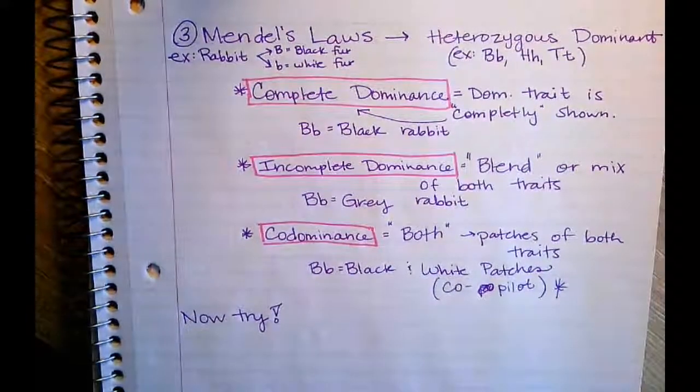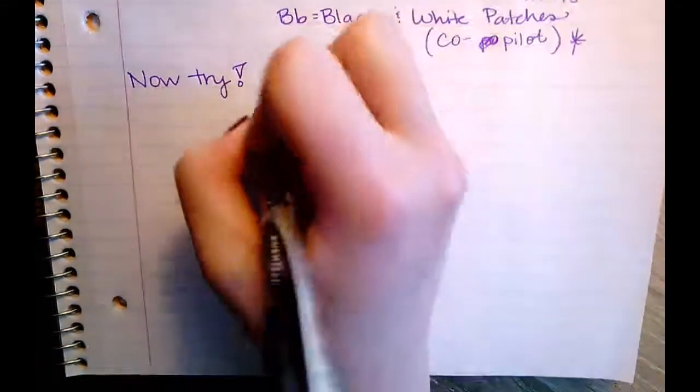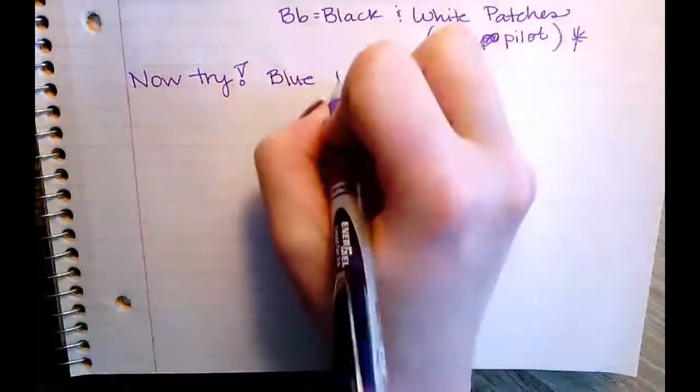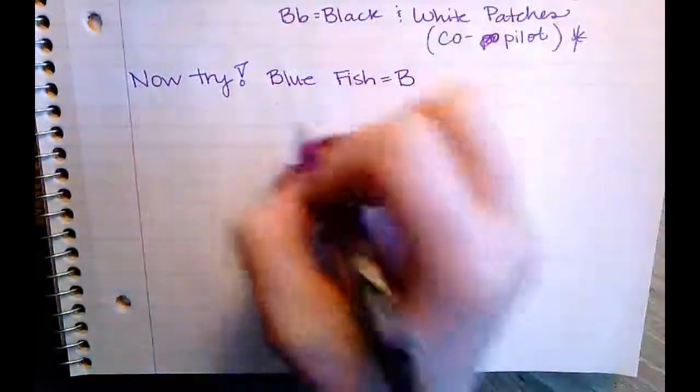Okay, so if you guys could do me a favor, I'm going to make a little double T chart here. But we're going to write this at the first. So we're going to talk about fish, okay? So a blue fish, we're going to say, is dominant over a yellow fish.